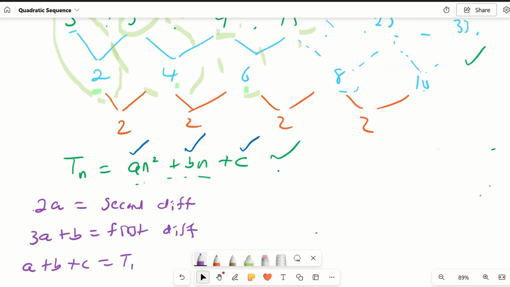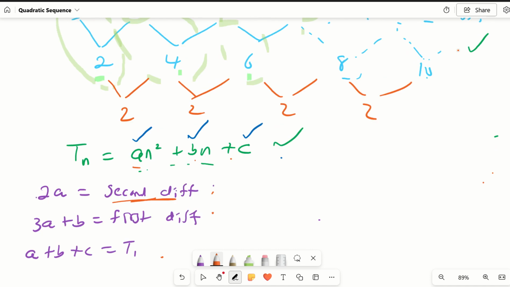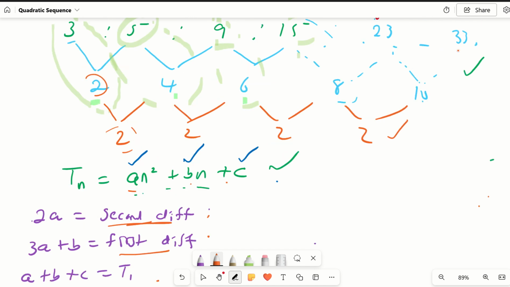So you're going to use these three formulae, 1, 2, 3, to find the values of a, b, and c. What they mean by second difference is just this constant second difference, this 2, right? In this case, first difference is just the first number on the first line of differences.